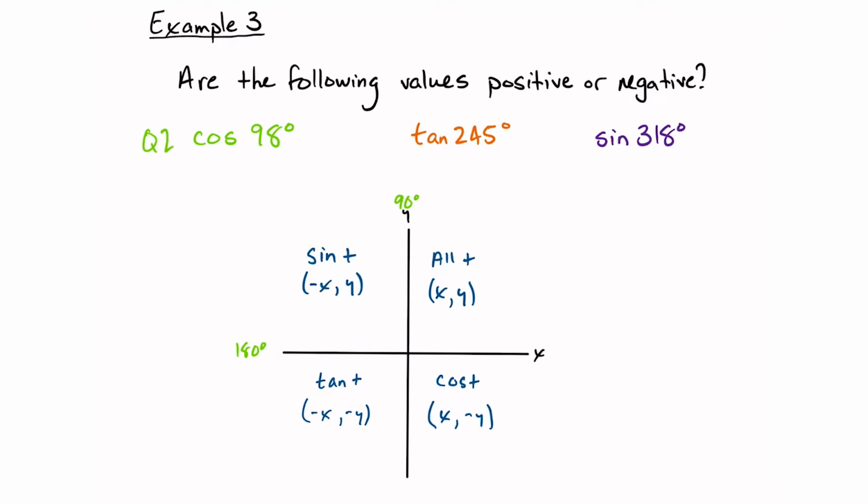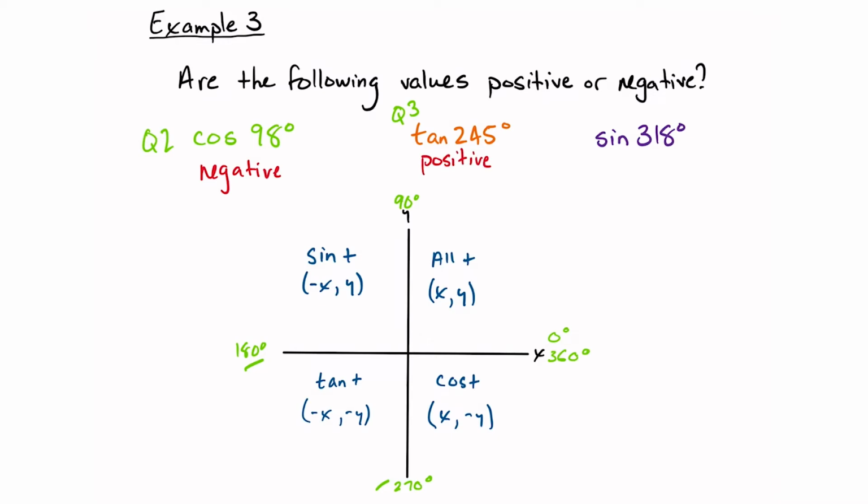And cosine, we know in quadrant 2 is a negative value. Next up, let's look at tangent of 245 degrees. Again, we need to determine which quadrant 245 degrees is in, and we know 245 is more than 180, but less than 270, so we are in quadrant 3. Tangent, we know, has a positive value in quadrant 3.